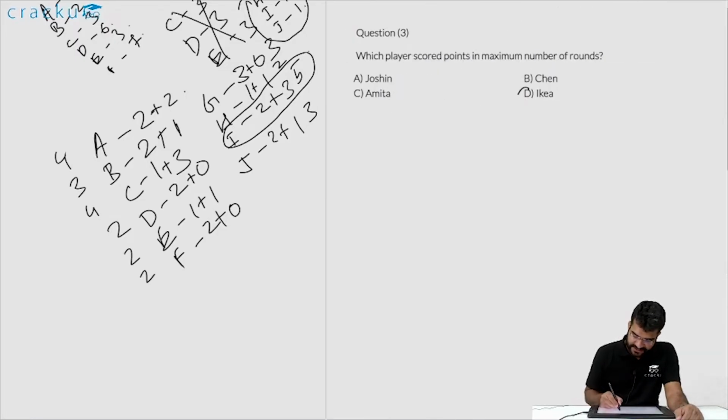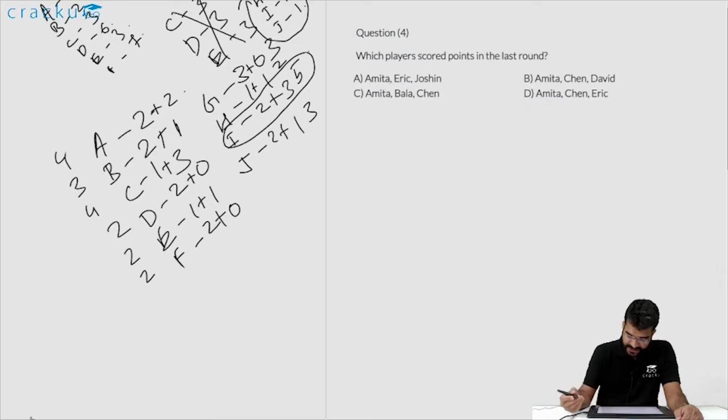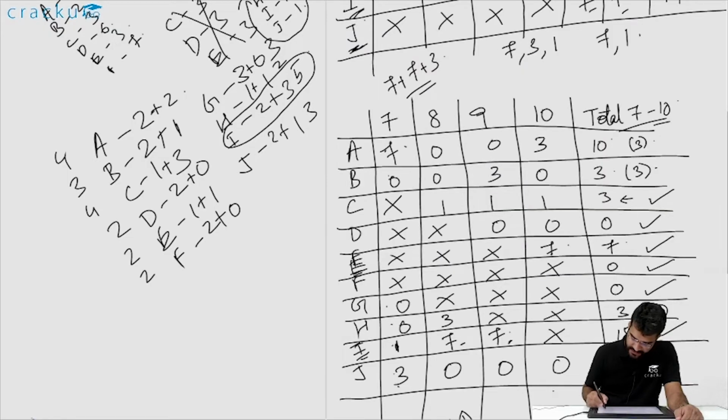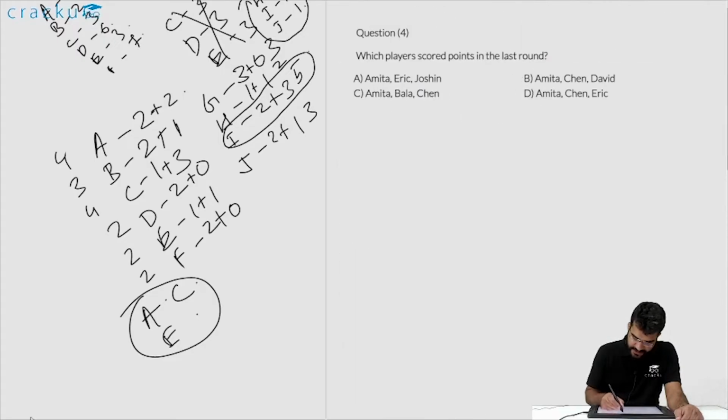So the answer is option D. Now if you are looking at the last question, which player scored points in the last round? So we need to identify who has scored points in the 10th round. It is A, E and C. A, C, E is the answer. They have scored 3, 1 and 7. So if you look at the answer, it is option D.